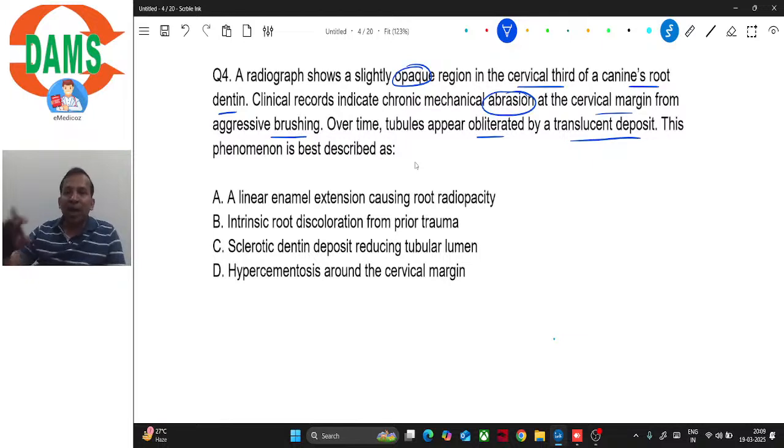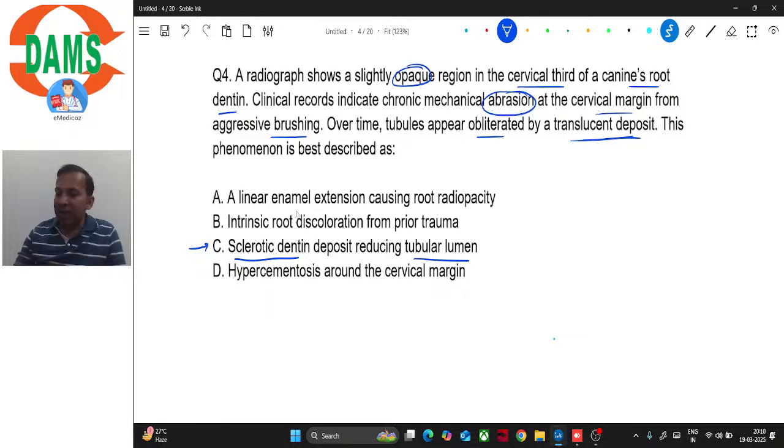You took a radiograph and a particular area appeared more opaque as compared to the adjacent tissue. And we know from the clinical history that the patient has a habit of aggressive brushing. So there is mechanical trauma, and because of this mechanical trauma, what has happened? The entire dentinal tubule has become obliterated, isn't it? With a translucent deposit. This suggests what type of tissue? The only tissue that is translucent and obliterates the dentinal tubule is sclerotic dentine, isn't it? It is the sclerotic dentine deposit that reduces the tubular lumen.